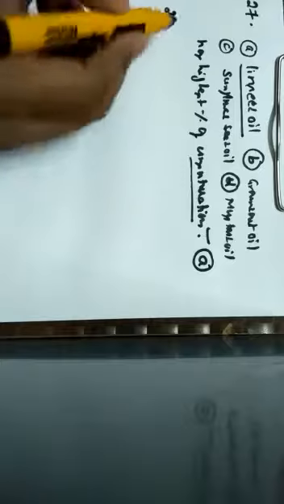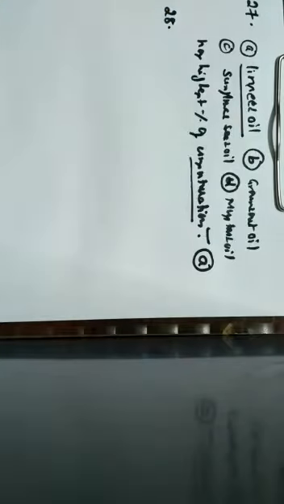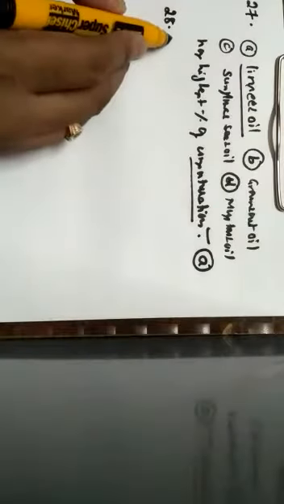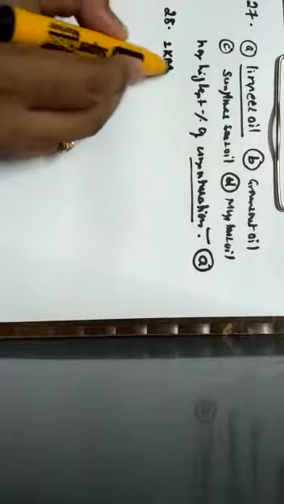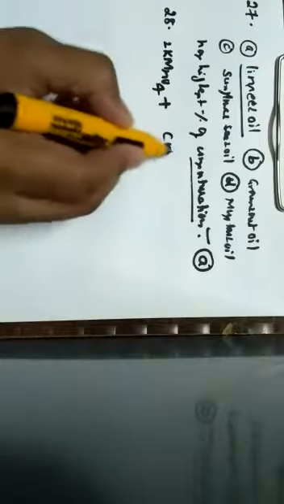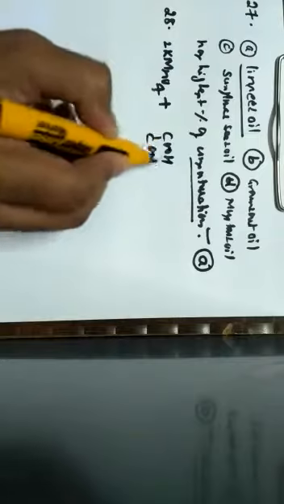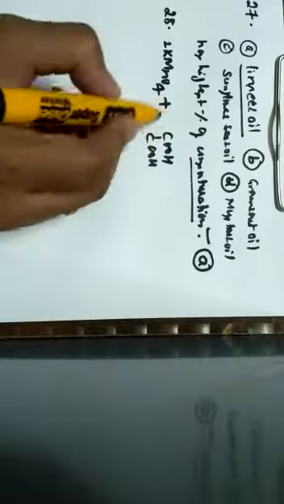Next one, question number 28. It has been given that the volume of 0.1 molar oxalic acid that can be completely oxidized by 20 ml of 0.025 molar KMnO4 solution is. So here let us write the equation for this. Given that KMnO4 is made to react with oxalic acid. So this is the formula for oxalic acid.